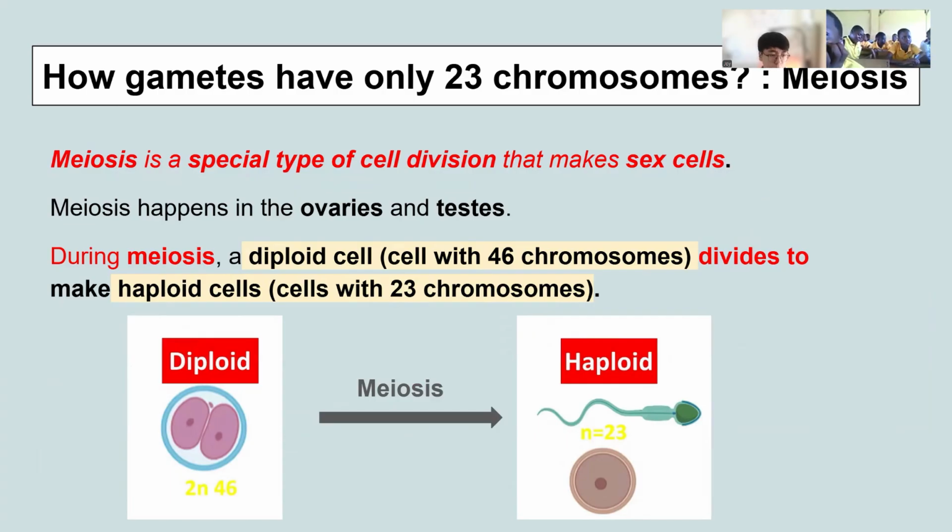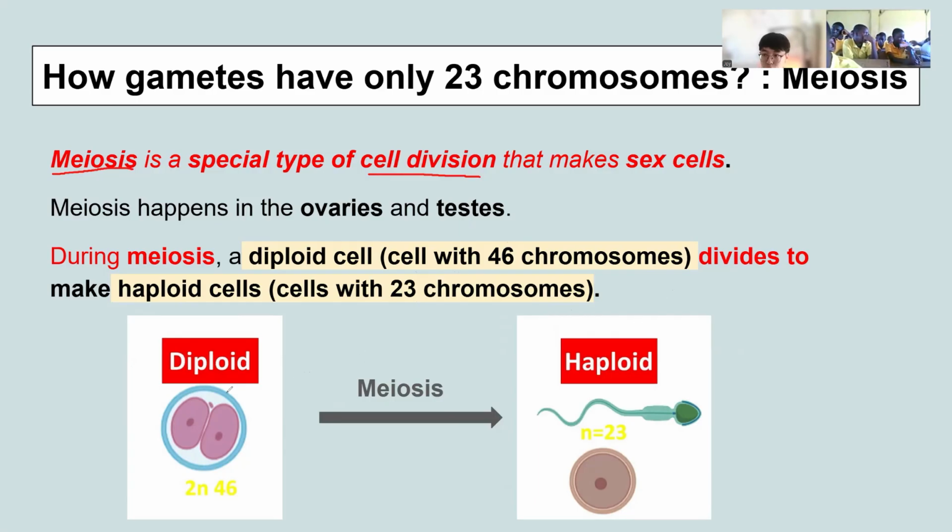So gametes have only 23 chromosomes because of this division preparation stage called meiosis. Meiosis is a cell division that makes sex cells. Meiosis happens in the ovaries and the testes. During meiosis, a diploid cell, which has 46 chromosomes, divides to make a haploid cell, a cell that only has 23 chromosomes.